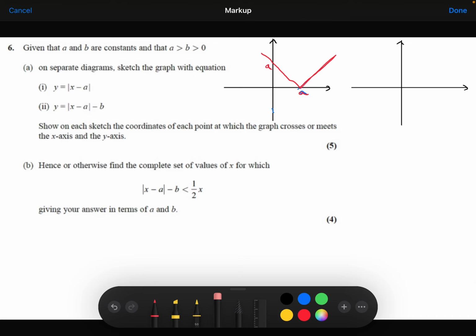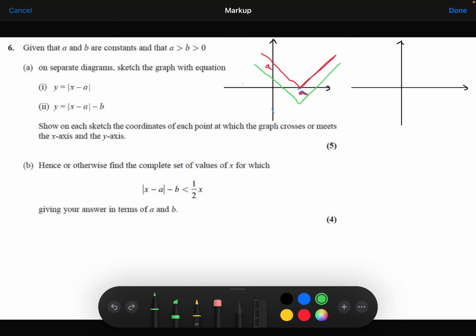Part II. I now need to draw the graph of y equals the modulus of x minus a minus b. So this is exactly what I've just drawn, but the only difference now is I've got a minus b. So that's going to take my graph that I've just drawn and move it down b squares in the negative y direction. So it's going to be taking this graph and moving it down b. I just need to think carefully, is it going to be something like this, or is it going to be something like this where it's below the x-axis?